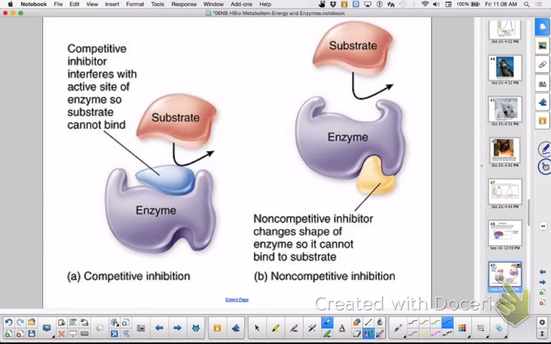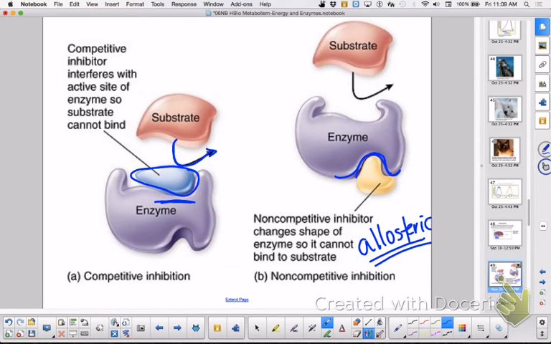Okay. So what does a competitive inhibitor do? It prevents the substrate from binding by itself binding to the active site. You're competing for the active site in a competitive inhibitor. A non-competitive inhibitor is not binding to the active site, it's binding to a secondary site, and this is called the allosteric site.